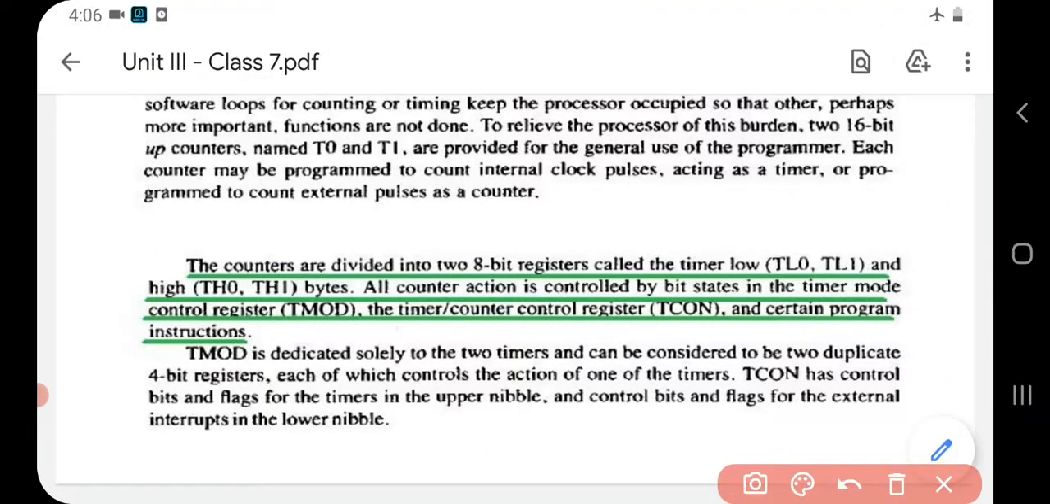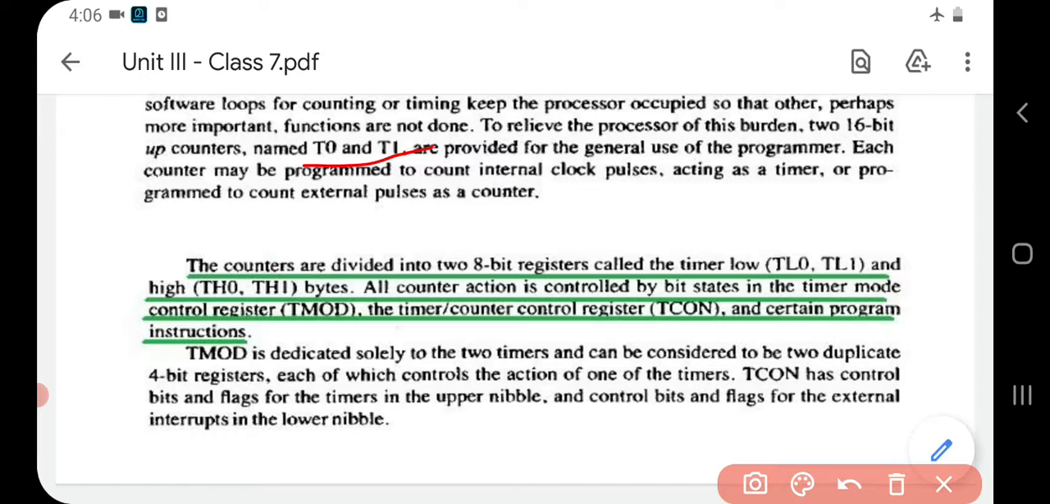They are named T0 and T1, and they are general purpose counters. They are mainly used by the programmer; that is, they can be programmed according to your needs. They can be used to count either internal clock pulses or external events.